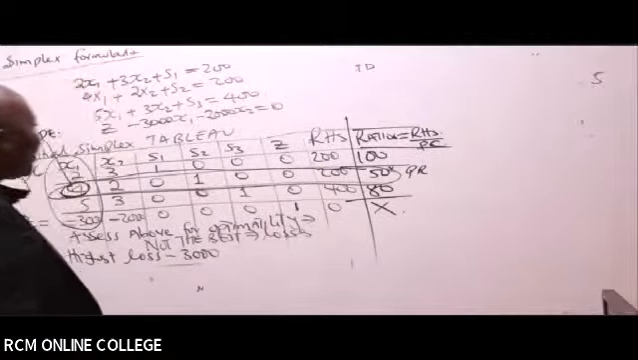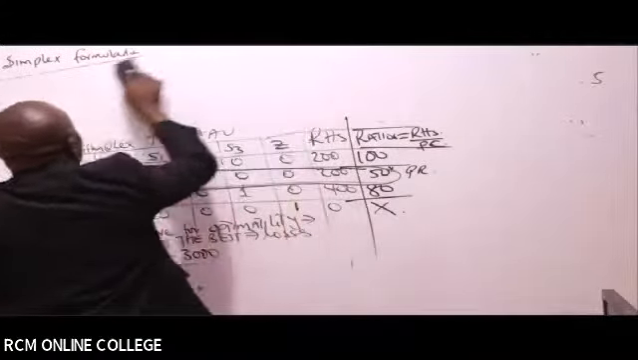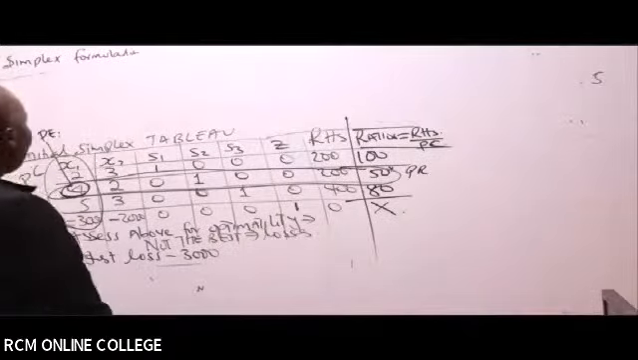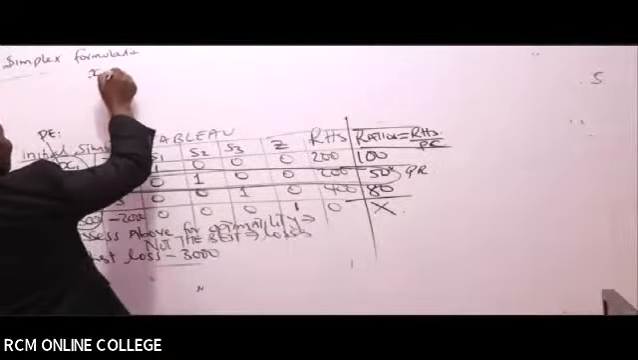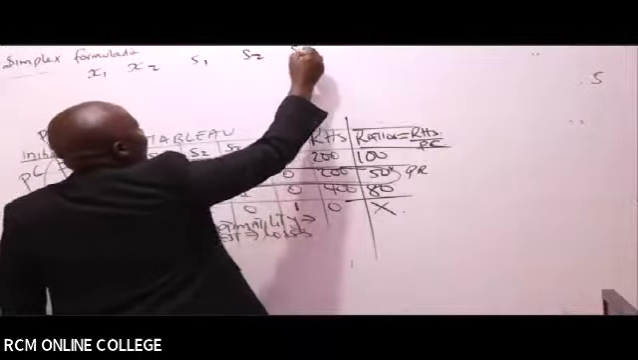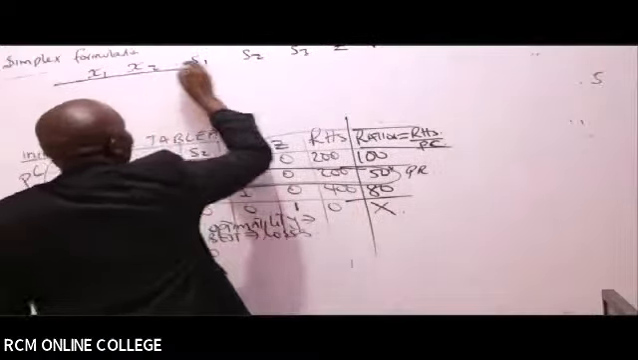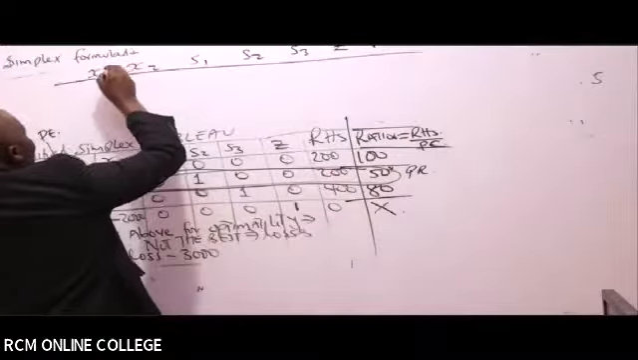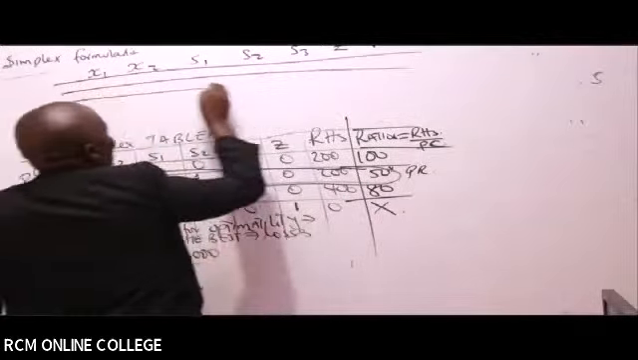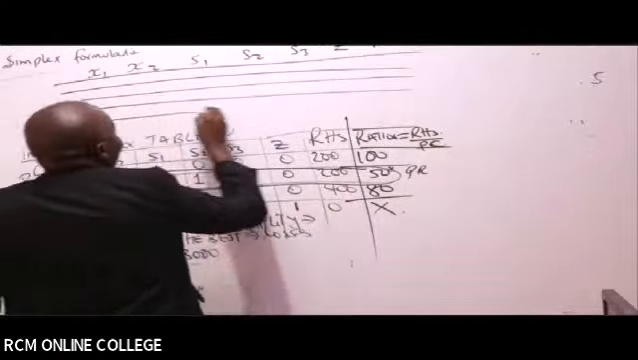Now, once you've identified the pivot element, you are in a very good position to do the next table. So go ahead and do the next table for us. We have x1, x2, we have s1, s2, s3, we have z, and the right-hand side. So we have 4 rows: 1, 2, 3, 4.